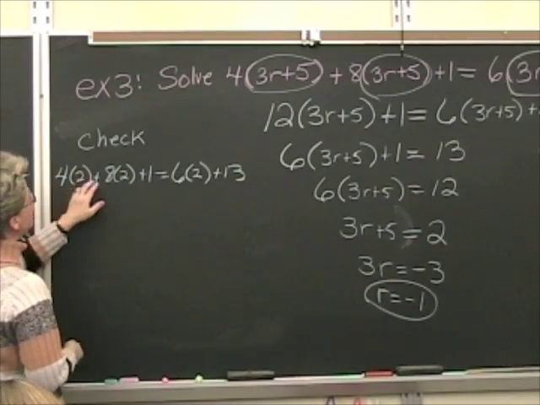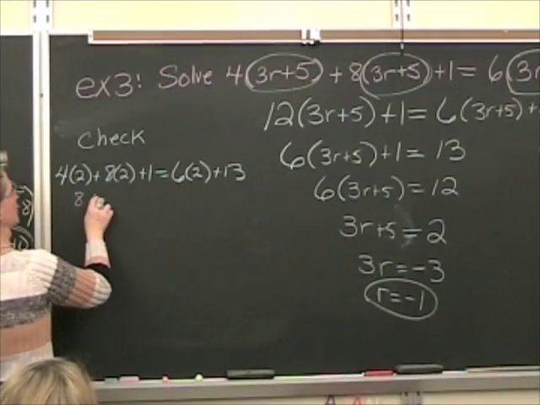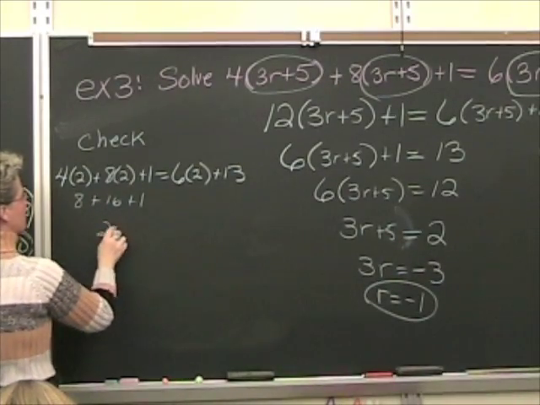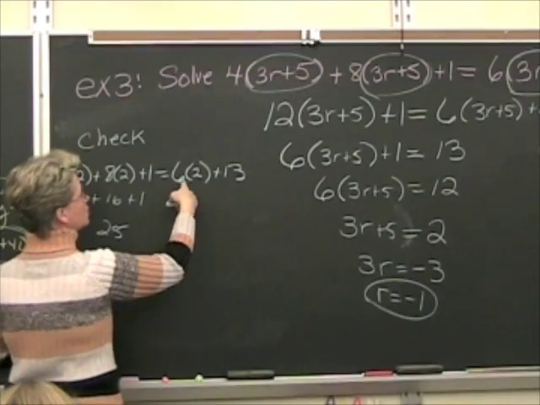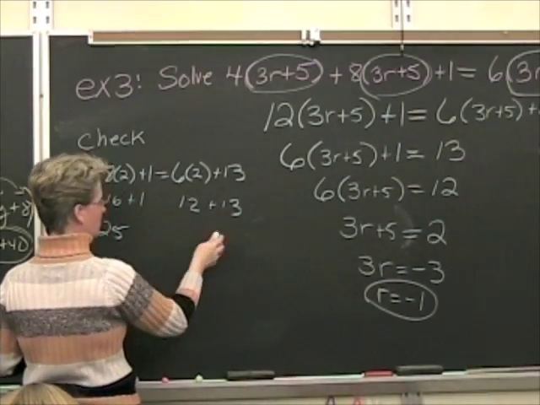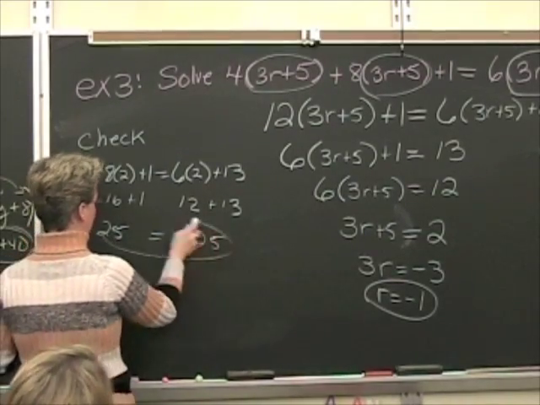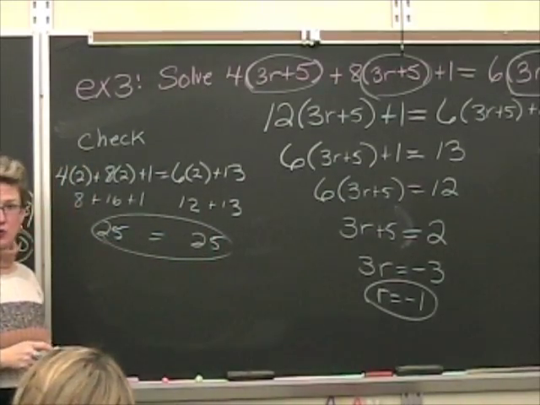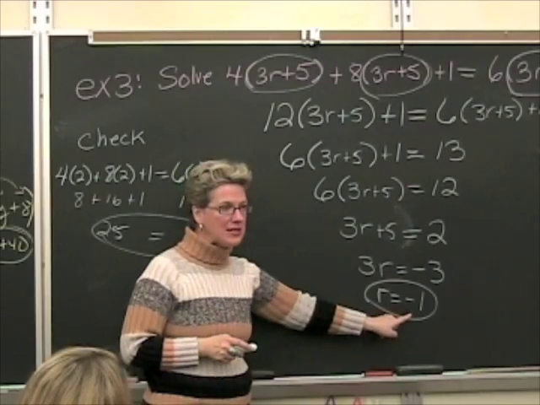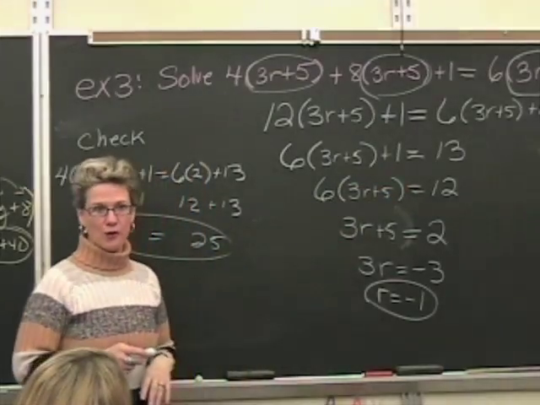4 times 2 is 8. 8 times 2 is 16. 8 plus 16, let's see here, 8 plus 16 plus 1, what's that going to be, 25? Let's see what happens over here. This is 12 plus 13, by George, by Jingo. 2 different ways to get it, but on both sides you do get 25. So this little value of r equals negative 1 is the magic number that makes that whole mess true.